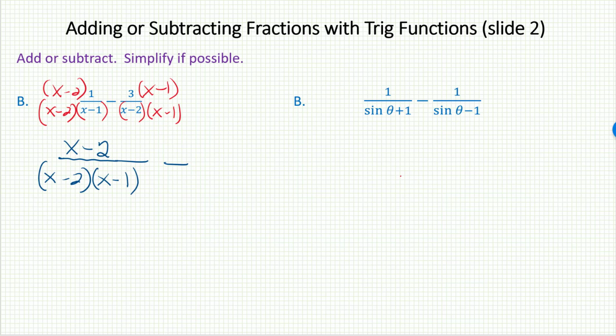I'm going to go ahead and multiply that because the tops get combined. So that's going to be 3x minus 3 up there. And then the bottom, I already know that. Now it's time to subtract.